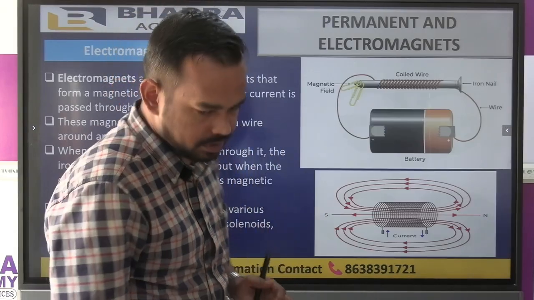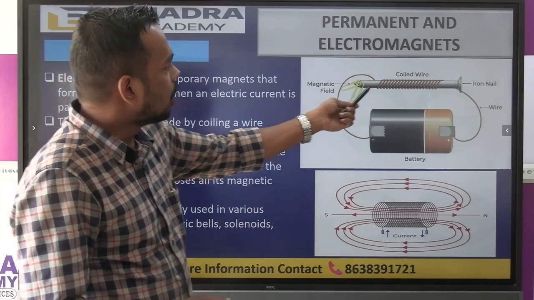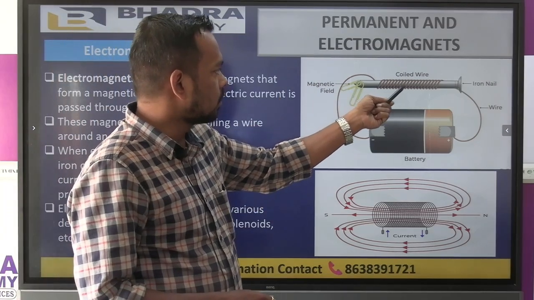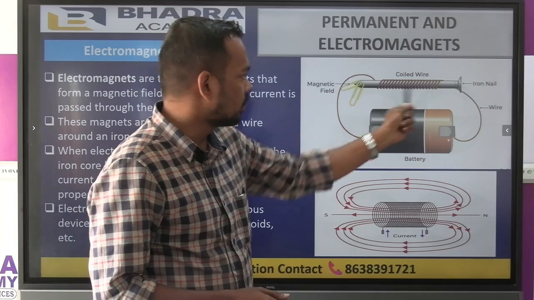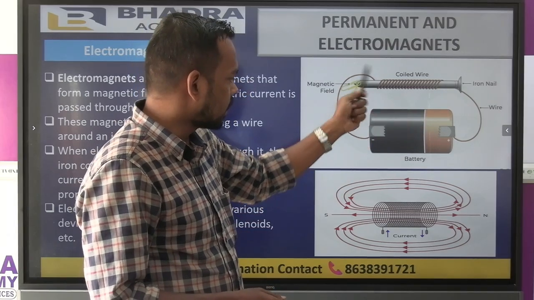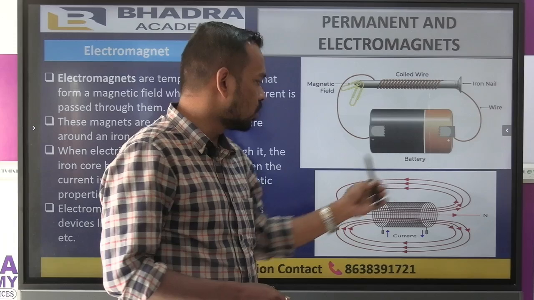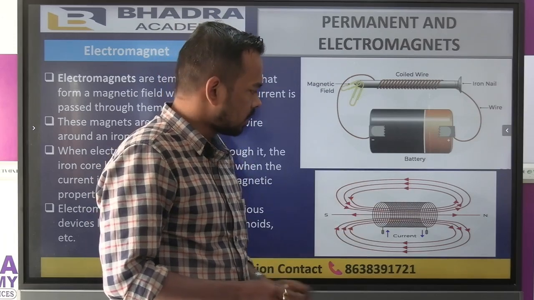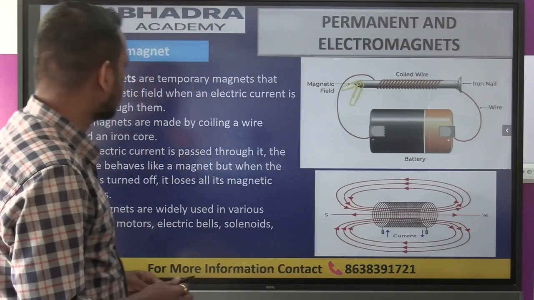On the other hand, an electromagnet is made up of a coil that is wound around an iron bar or a nail. Here is the example of a nail, and when you apply electricity to this coil, it is energized, and because of this electric current, the magnetic lines of force are produced. So this becomes a magnet, and because of this a magnetic field is there.